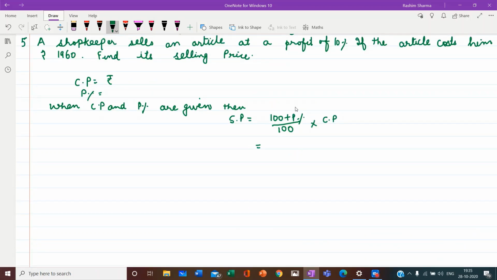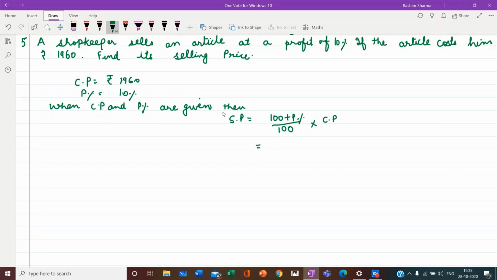Question number 5 is, a shopkeeper sells an article at a profit of 10%. If the article costs him rupees 1960, find its selling price. So we have to find SP, but we are given here CP and profit percent. CP is rupees 1960 and profit percent is 10%, and we know the formula.